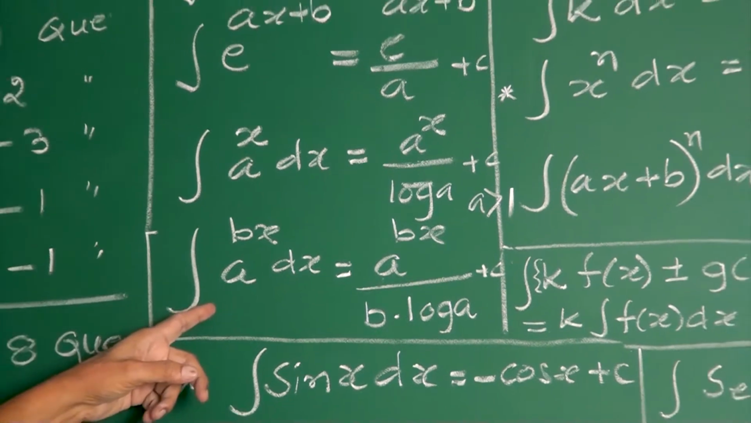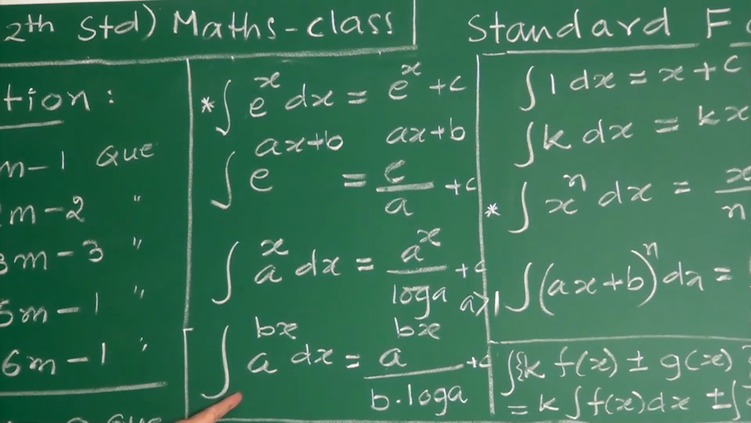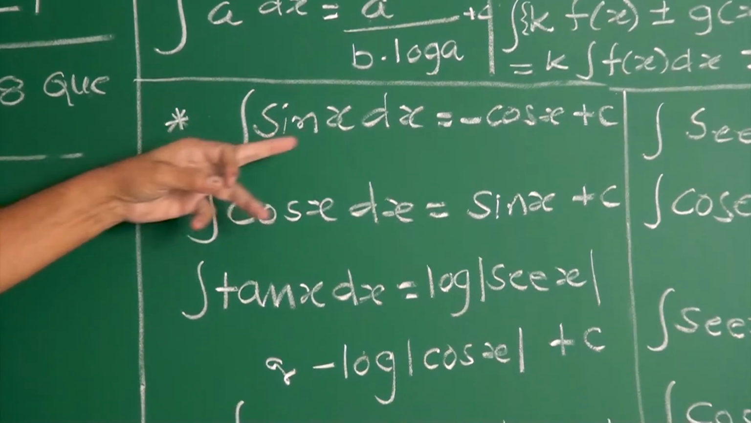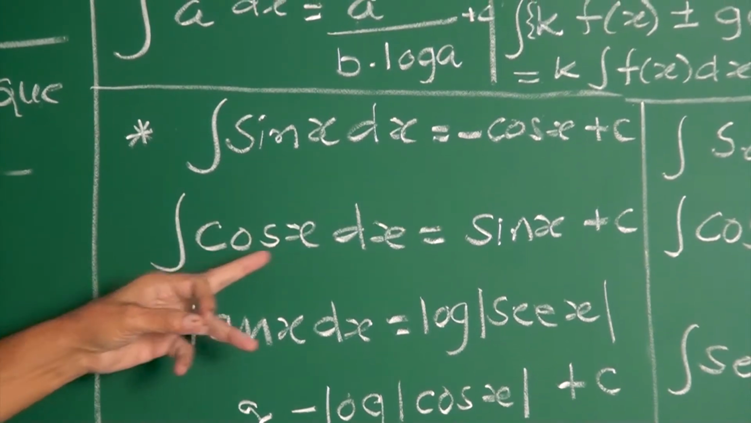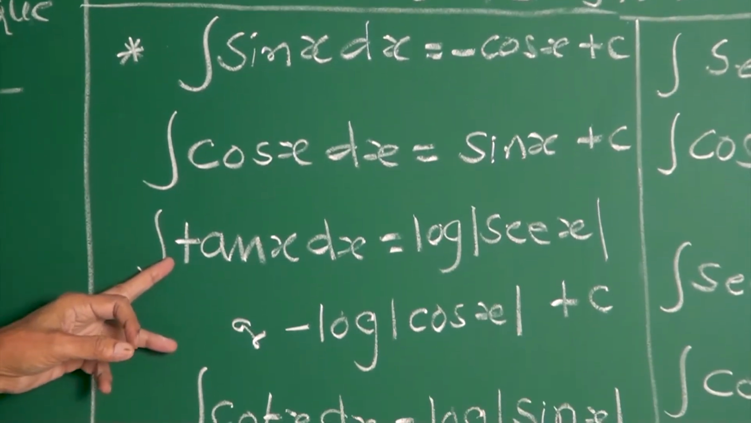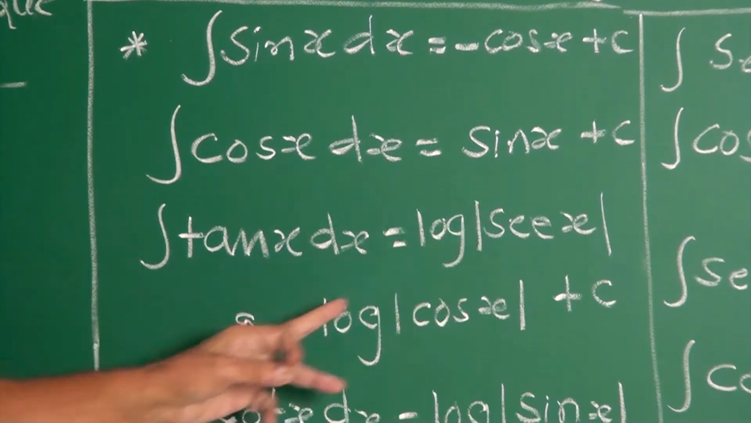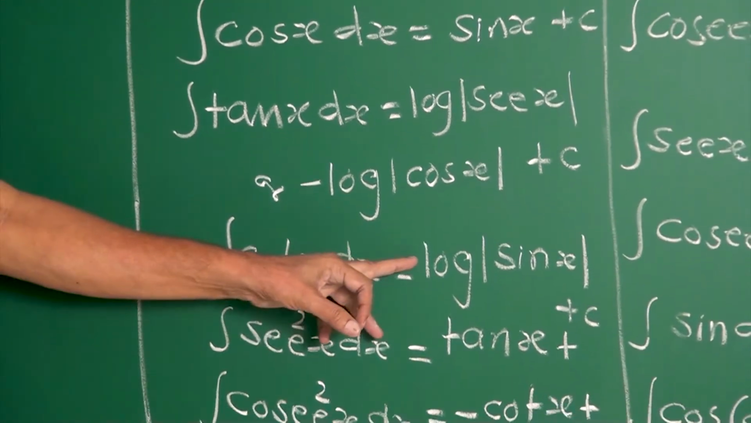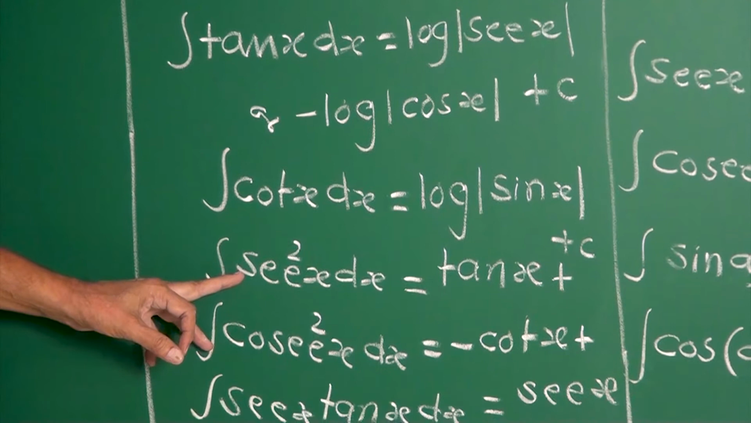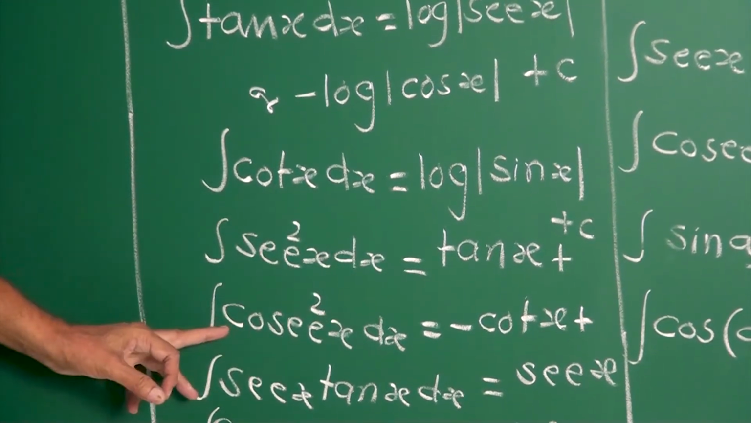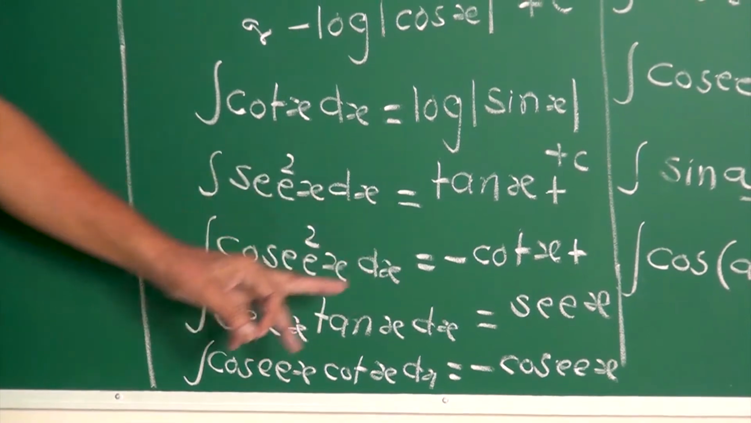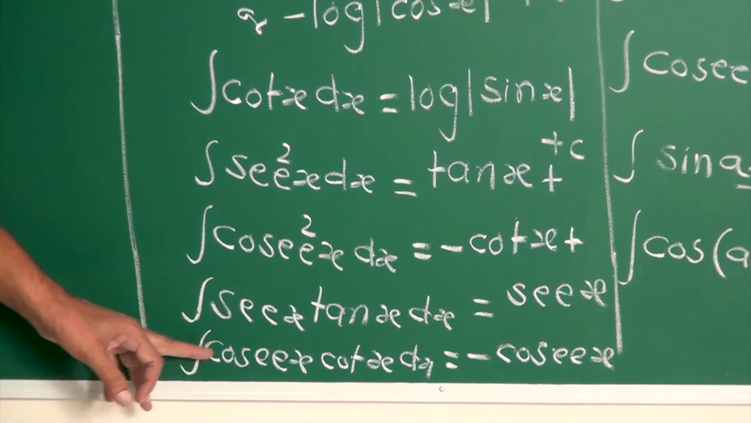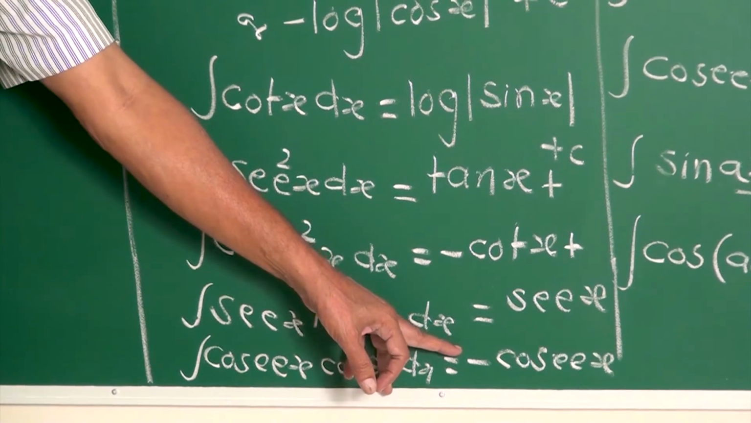These are the exponential functions, my friends. Next, these are trigonometric functions. Integral of sine is minus cos x. Integral of cos is plus sin x. Integral of tan is log sec x, otherwise minus log cos x plus c. Integral of cot is log sin x. Integral of sec square is tan x. Integral of cosec square is minus cot x. Integral of sec x tan x is sec x plus c. Integral of cosec x cot x is minus cosec x.